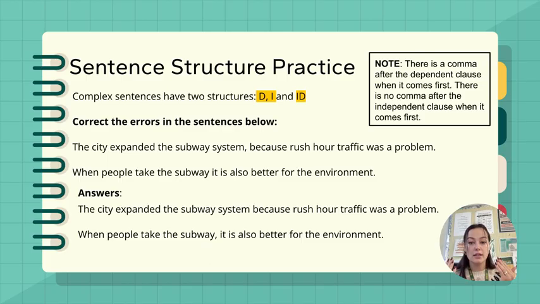So these are just sentences. They're complex sentences, and it's a structure that we kind of have to memorize and know in order to figure out when we need to use commas and make a sentence grammatically correct.